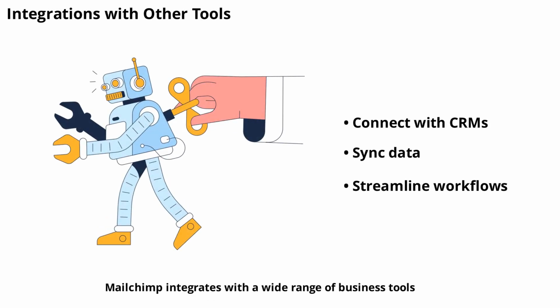Mailchimp integrates with a wide range of business tools, including CRMs, e-commerce platforms, and analytics software. These integrations streamline workflows and allow businesses to sync data across systems. By connecting Mailchimp with your existing tools, you can automate processes and get a more complete view of your marketing efforts.